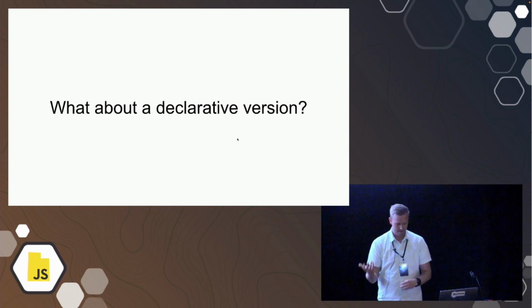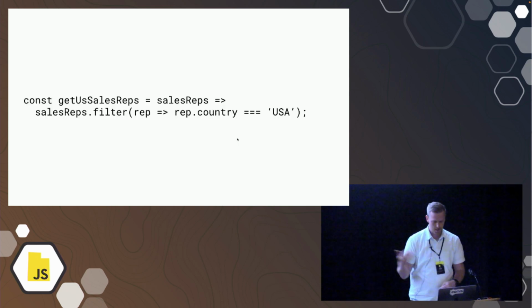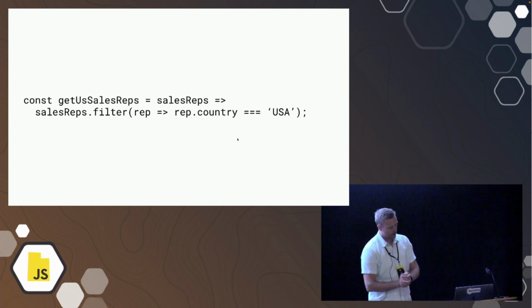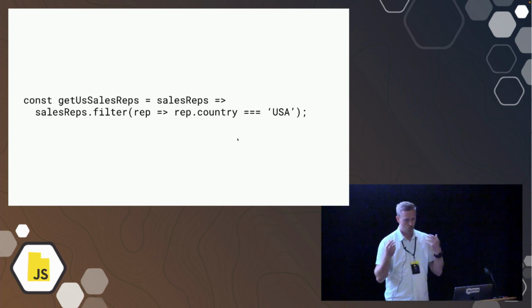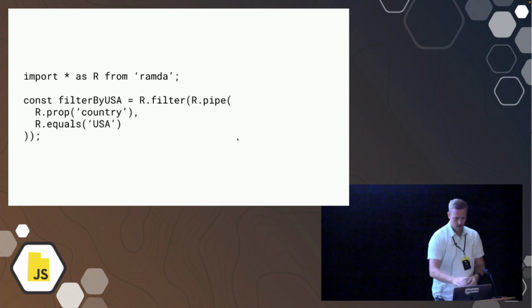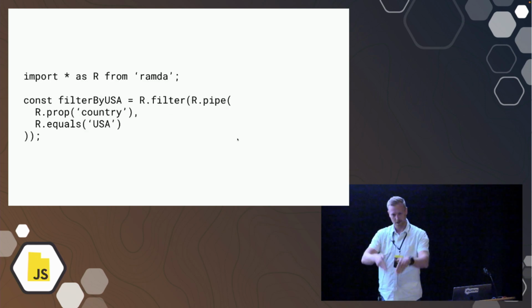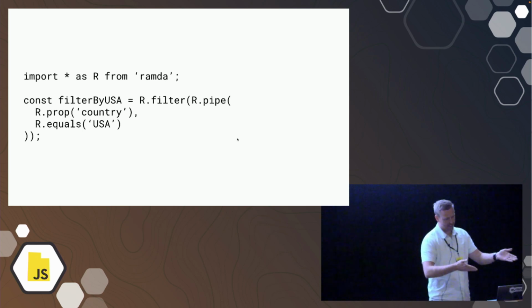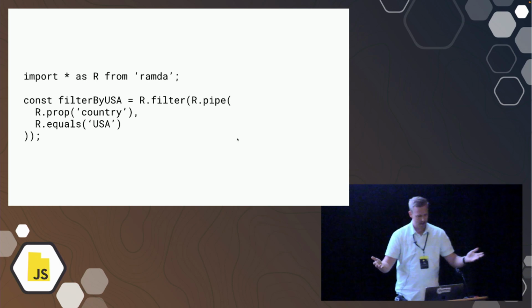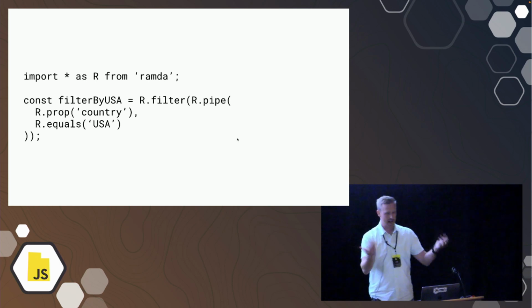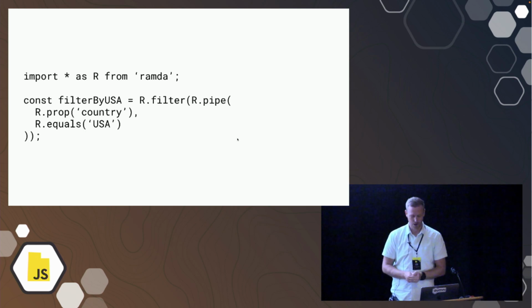Now let's look at a declarative version of this. So this one's more declarative. I wouldn't say it's entirely declarative, but when we use the .filter function on an array, we can give it a predicate. It tells you a little bit more about the what rather than the how. Or if you want, you can dive into functional programming a little bit, use Lambda, and get real declarative where you don't even see the variable sales reps. You just have a filter function where you can filter anything that has a country by USA, but maybe functional programming is for another talk.